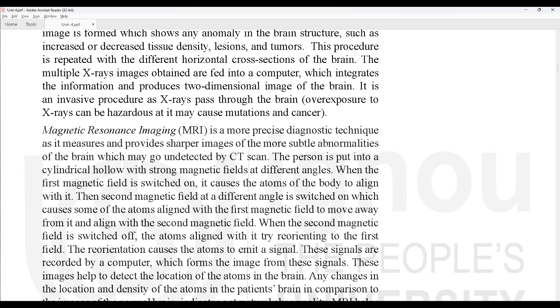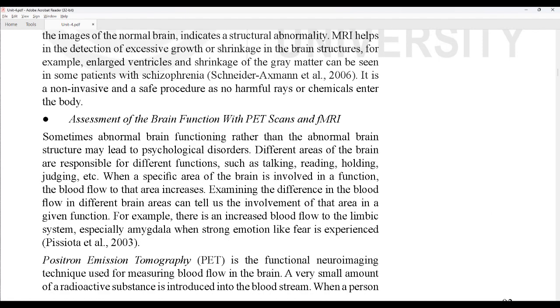Any changes in the location and density of the atoms in the patient's brain in comparison to the images of the normal brain indicates a structural abnormality. MRI helps in the detection of excessive growth or shrinkage in the brain structures. For example, enlarged ventricles and shrinkage of the gray matter can be seen in some patients with schizophrenia (Schneider-Axmann et al., 2006). It is a non-invasive and safe procedure as no harmful rays or chemicals enter the body. Assessment of the brain function with PET scans and fMRI.